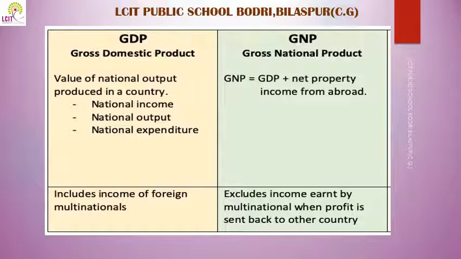Then GDP plus net property income from abroad. If there are Indian people, normal residents, living in a foreign country and they are earning an income, then that income will also be included. But what will be excluded? The income earned by multinationals when profit is sent back to another country. So they are earning money here and they are sending the profit back to their own country. They are utilizing it for their own country's process and not for our country's process. This income will be excluded from gross national product.